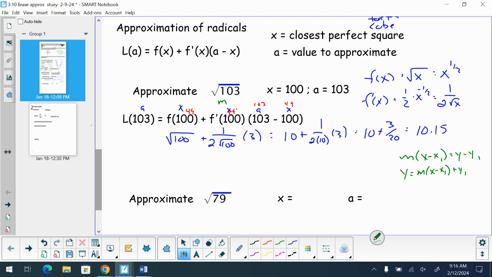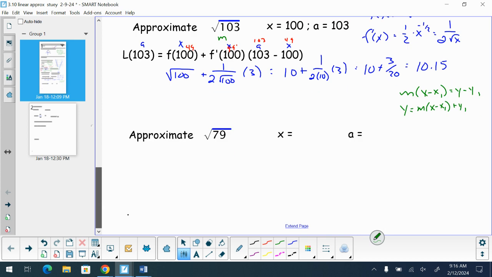X is your closest perfect square, cube, whatever you're talking about, to 79. Well, what's our closest perfect square to 79? 81. Our value that we're working with still is 79. This is what we're trying to find. This is our approximation.